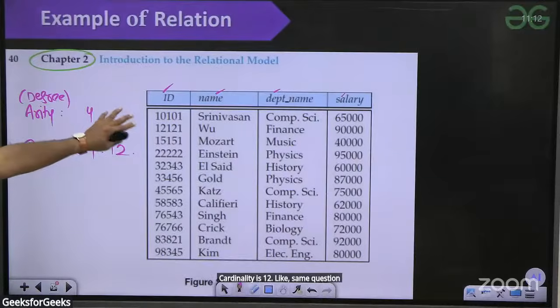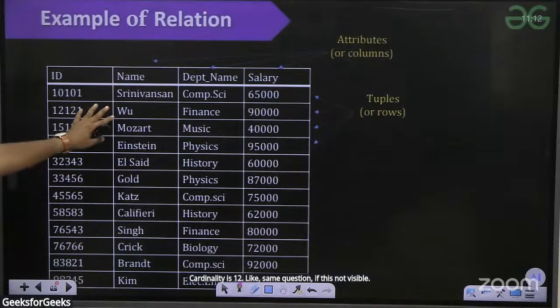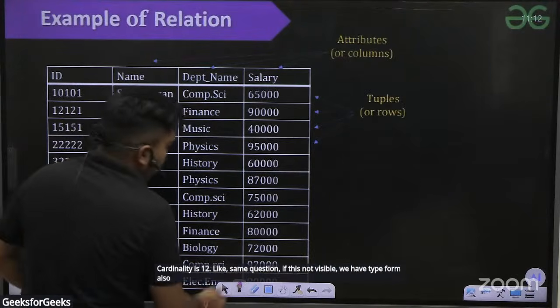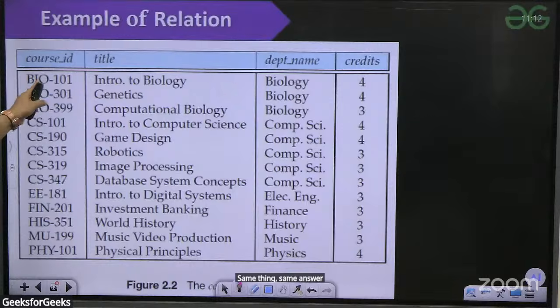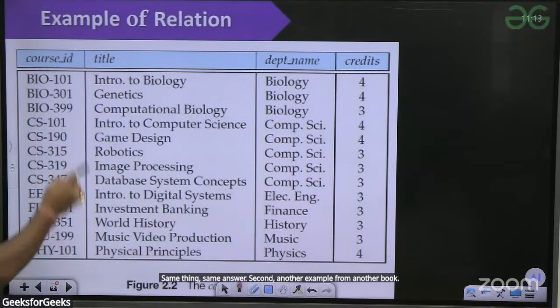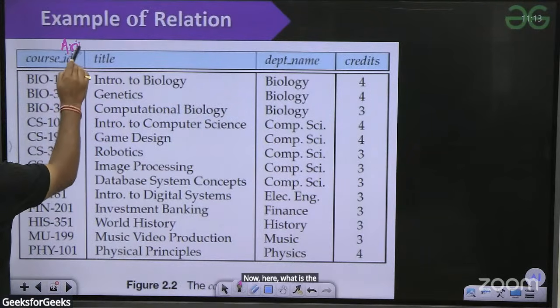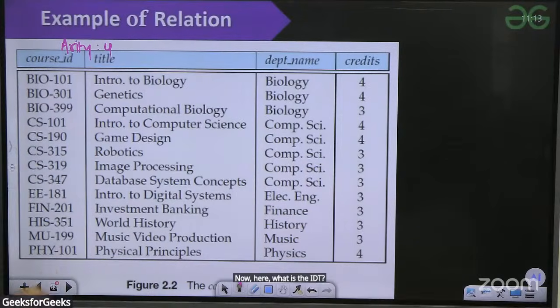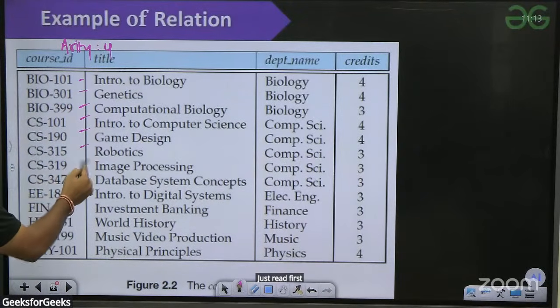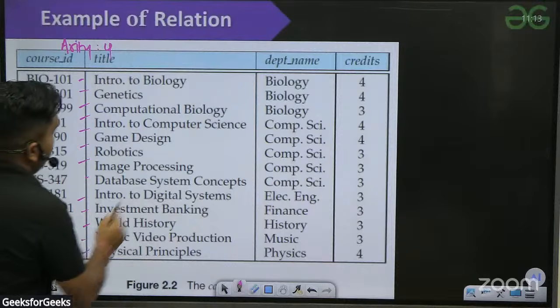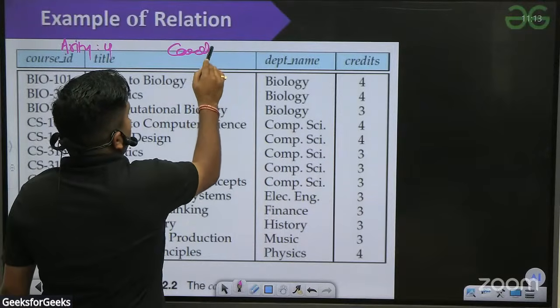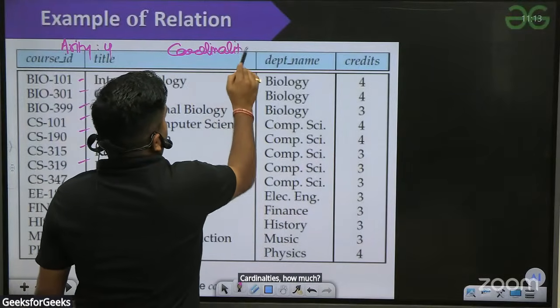If this is not visible, we have the typed form also. Same thing, same answer. Second, another example from another book. Now here, what is the arity and cardinality? Don't say 12, just read first. Cardinality is how much? 13. Crystal clear?